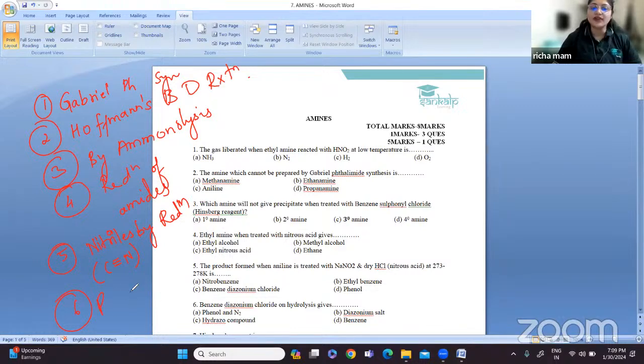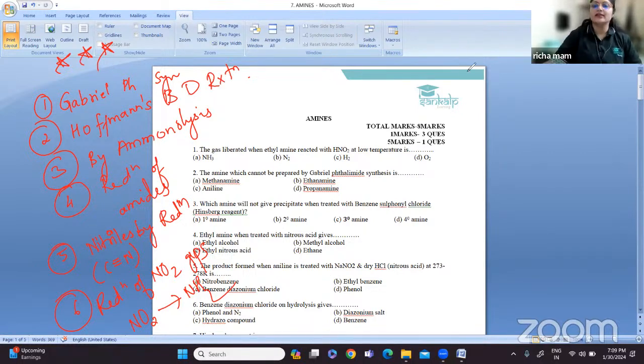Then by reduction of nitro groups. If you do reduction on a nitro group, it will be converted into amines. So these are the important preparations you might have studied from this chapter, that is amines.